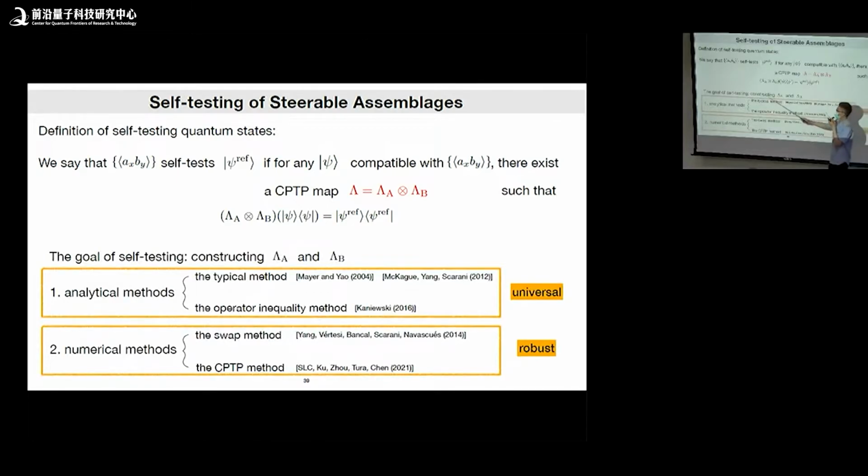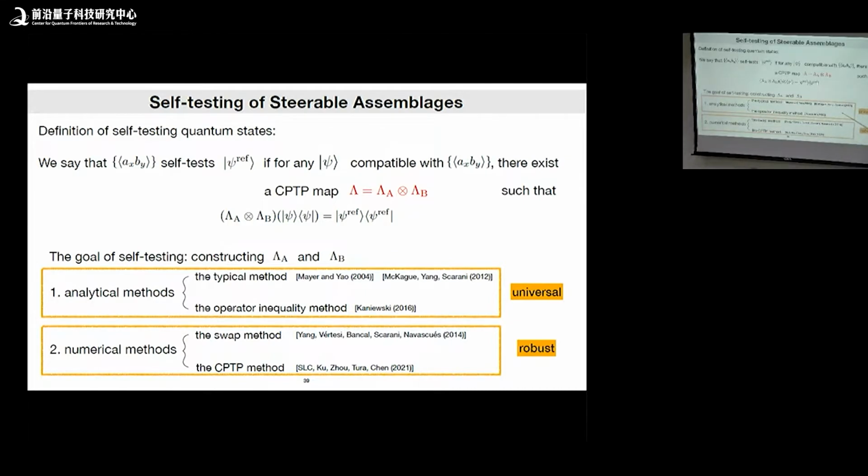So the goal of self-testing is to construct the mathematical form of lambda A and lambda B. If we can find the existence of this CPTP map, then we can self-test our state. The first way is the analytical method, which is divided into two sub-methods. The first is the typical method proposed by Mayers and Yao in 2004, and then modified by Mckague, Yang, and Scarani in 2012. The other is called the operator inequality method, which was proposed by Kaniewski in 2016.